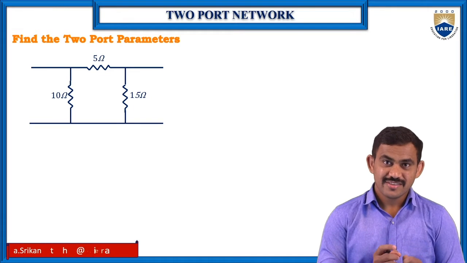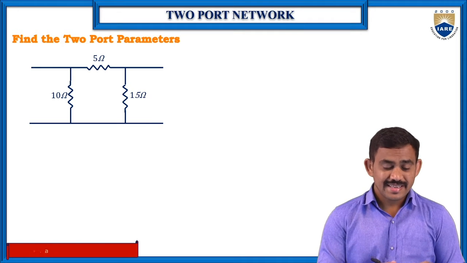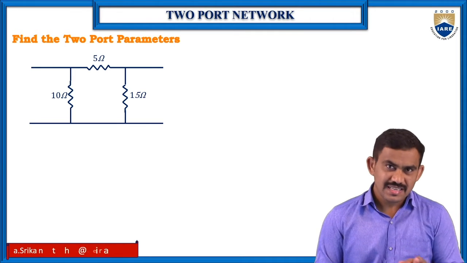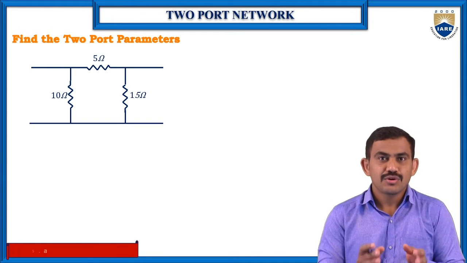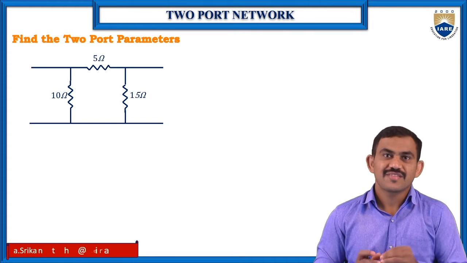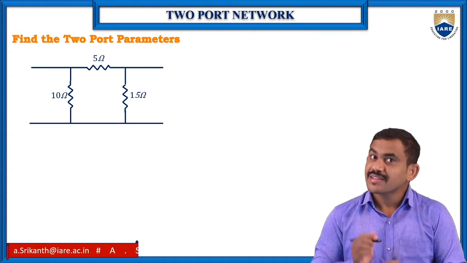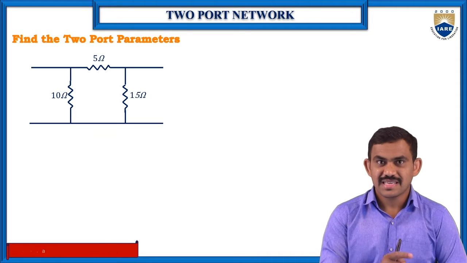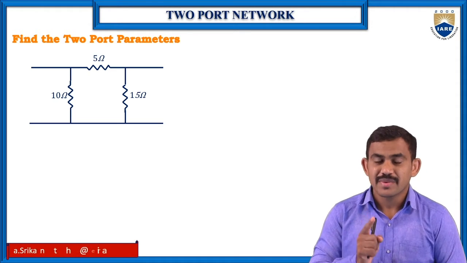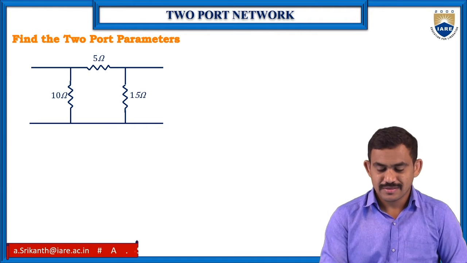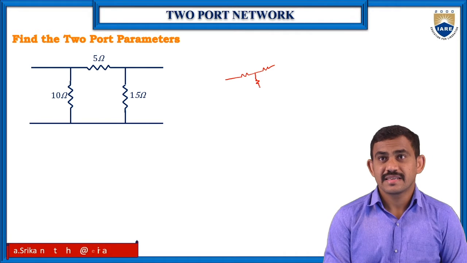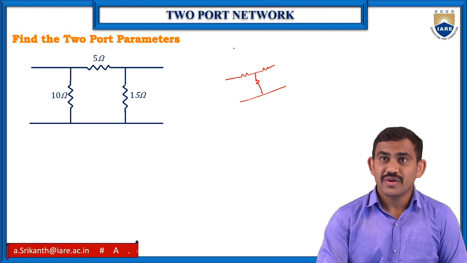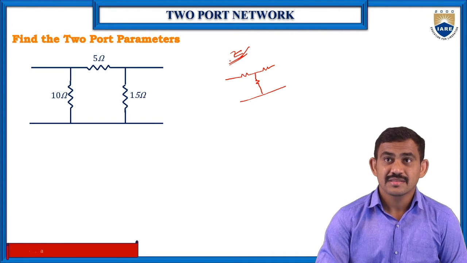So here I have a circuit, and for this circuit, we need to find out the two-port networks. If you observe clearly, it's a pi network. In general, if you have a pi network, first write the nodal equations. If you have a T network, go for the mesh analysis and write the equations for Z parameters. Suppose this is my T network, then go for the Z parameters.